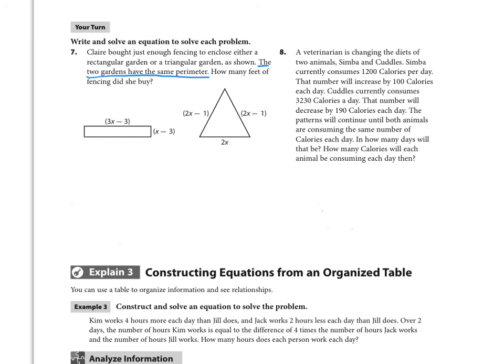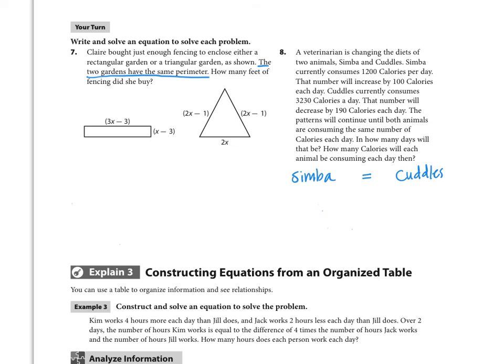Okay, very, very long problem. You're probably going to have to reread it and reread it just to make sense of it, okay, before you do any math at all. That's okay to do. Very common. So, let's look at one at a time. So I know that I have Simba and I have Cuddles. And we're looking at their diets. We want the number of calories they're consuming to be the same.